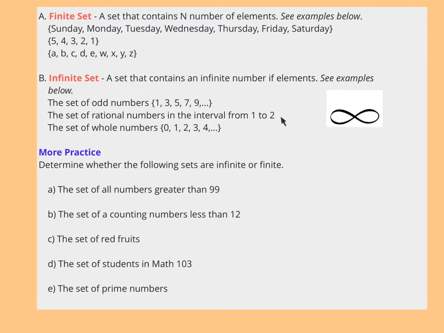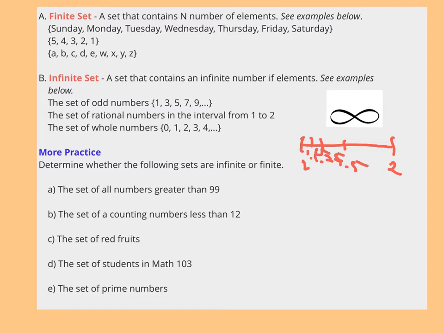Example 2 is a set of rational numbers in the interval from 1 to 2. So this set does have a starting and a stopping, but if we look at the numbers between 1 and 2, anytime I find a number, so for example, between 1 and 2 I can find the number 1.5, but between 1 and 1.5 I can find 1.25. Between 1 and 1.25 I can find another number like 1.15, and so on. So I can just keep always finding a number in between.